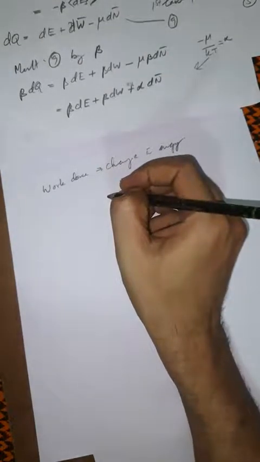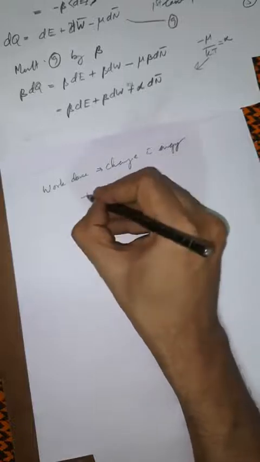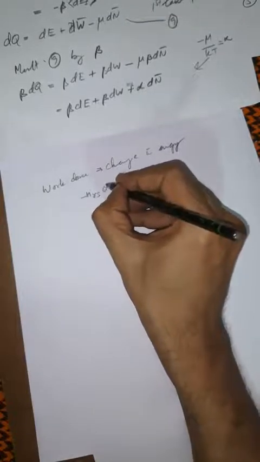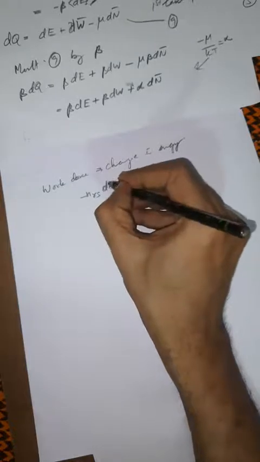If you take a particular microstate, I can express the change in energy for a particular microstate as minus nRs into dEs. What is nRs? nRs is the number of particles having energy Es and number of particles nr. So if I take a particular microstate, the change in energy is equal to minus of nRs into dEs.